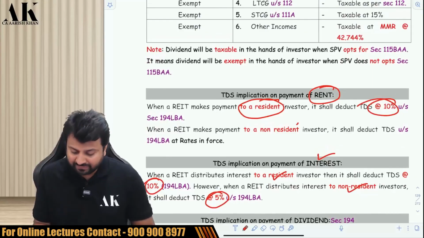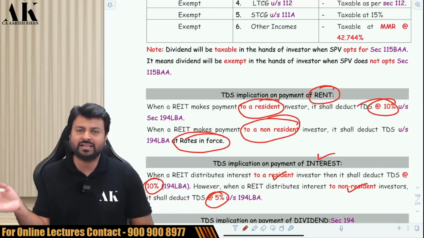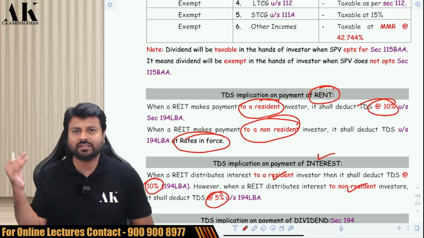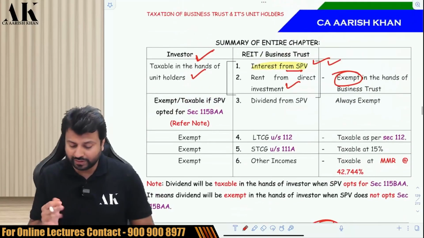If you make the payment of rent to a non-resident, then deduct TDS at the rates in force which are mentioned in the Finance Act 2022. You can go and check the Finance Act 2022. In exam, they will give you the date. They will give you the rates in force. You don't have to learn all those things by heart.